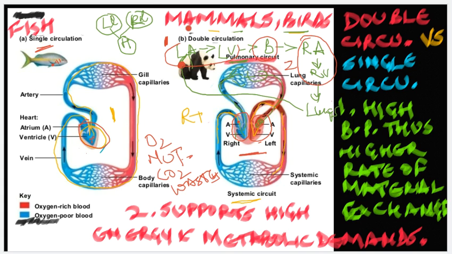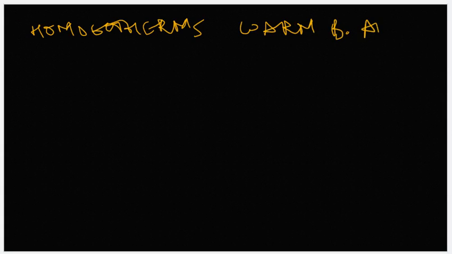On the contrary, mammals and birds, we have very high energy demands. Let us use a new slide. Now, mammals and birds have a very high energy demand because we are homoeotherms. We are homoeotherms, which means we are warm-blooded animals. We are warm-blooded animals, and fish is a poikilotherm.